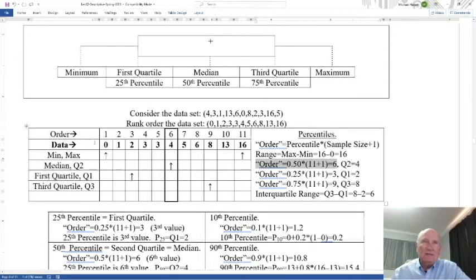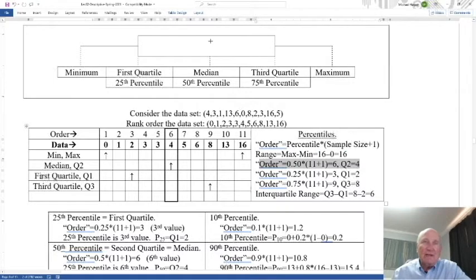Okay, so the sixth, 1, 2, 3, 4, 5, 6 is right here. Well, that's the order, the 6, but the data then is 4, so that right there represents the 6th ordered number in the data set, and so that becomes my median, my 50th percentile, my second quartile. So I'm going through this in detail, but hopefully it helps. So Q2 then equals 4.